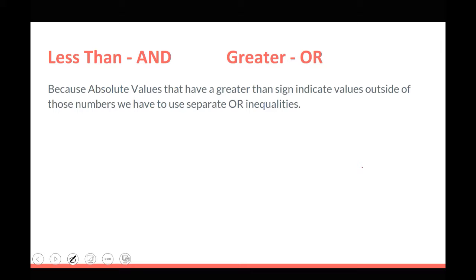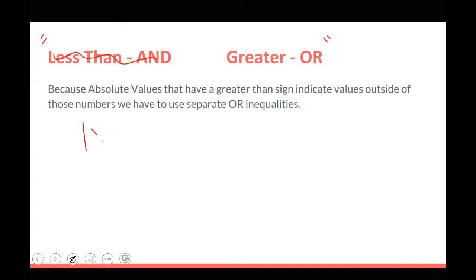Okay, let's talk about that in a different way. So again, your phrase to remember: less than and, greater or. We're not going to talk about less than; we talked about that in a previous video. Anytime you see a greater than sign, these are or statements, because they can't both be true at the same time. It's either less than one thing or greater than another. So when that happens, we're talking about the numbers outside of two values.